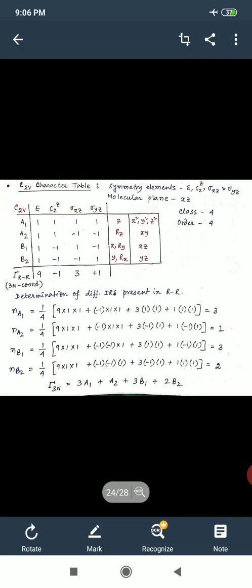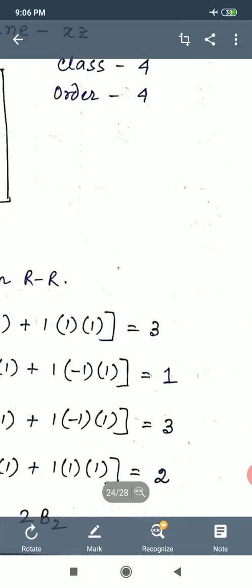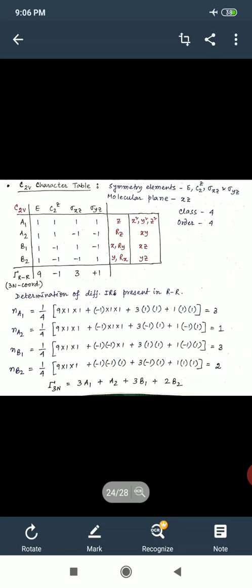If you add these 4, 3 plus 1 plus 3 plus 2, it should be 9. That means you have done it right. If it didn't come 9, that means you have done something wrong. For a non-linear molecule, 3n is equal to the total number of modes, where the translational modes are 3 and the rotational are 3, and the vibrational should be 3n minus 6, because it is a non-linear molecule.